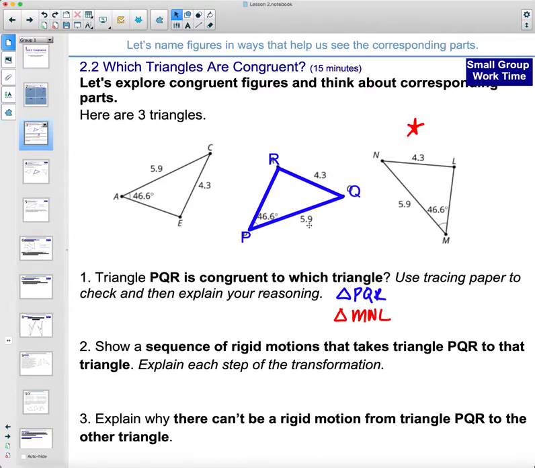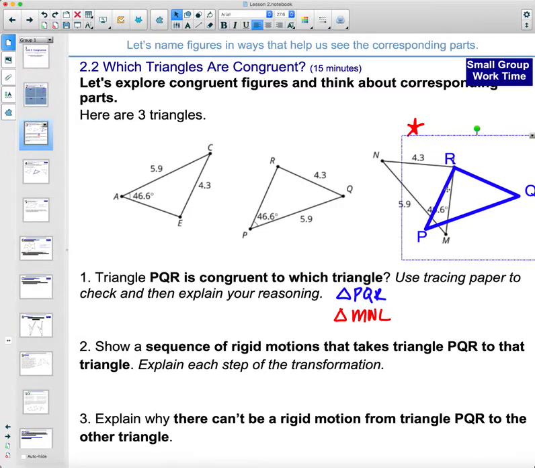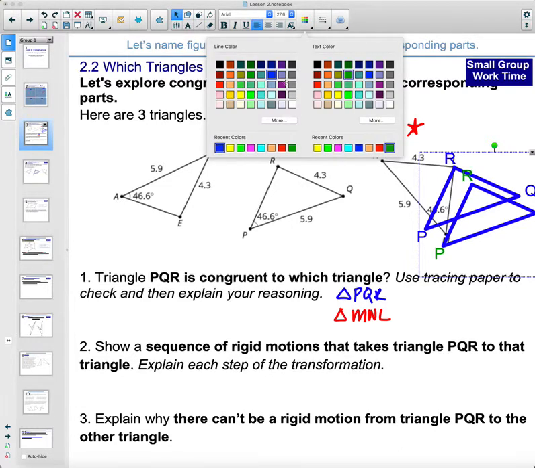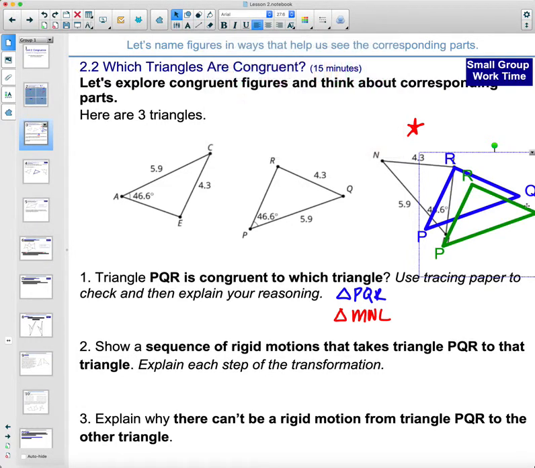And then you needed to draw these on your paper. So first thing, I would translate to get one of these points to match up with its image. So either P to M, Q to N, or R to L. I'm personally gonna do R to L. Okay, so I just translated it over there. Then I'm just going to duplicate this so that we can take a look at doing the next one.